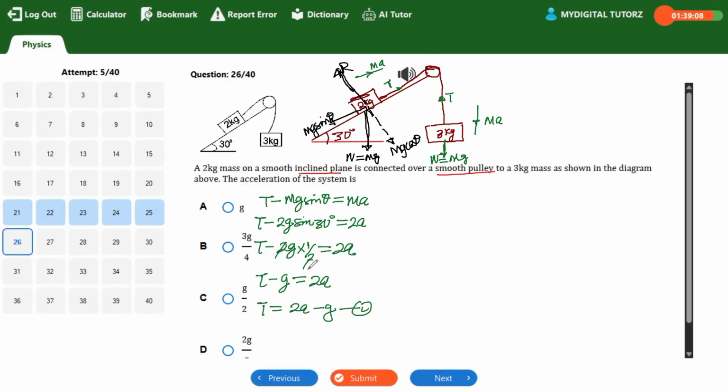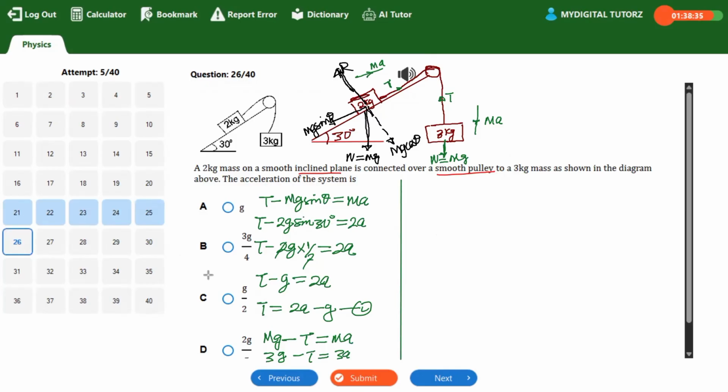So now, considering the mass 3 kg, the unbalanced force in mass 3 kg, the weight here is downward, is bigger than the tension here. So the unbalanced force is going to be mg minus the tension, equal to ma also. So m here is 3 multiplied by g minus T equal to 3a. So in the same vein here, let us manage our space here.